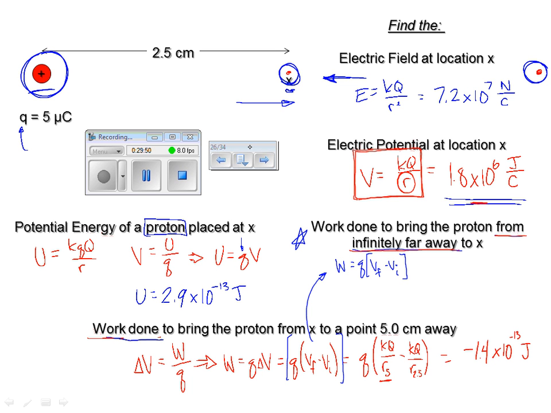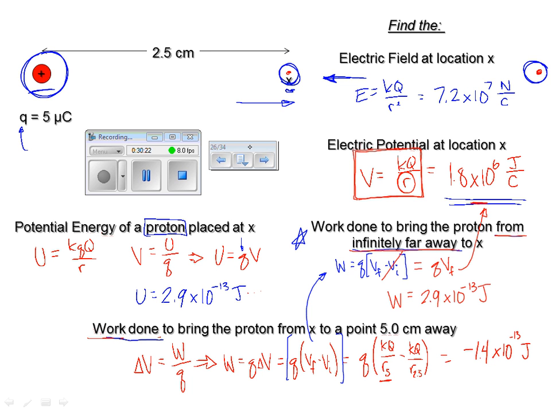So that means it starts at a location where potential is 0. And all we have to do is do Q times V final, or our V final is really this. And notice we've actually already done that right here. So our answer for work is positive 2.9 times 10 to the negative 13 joules.